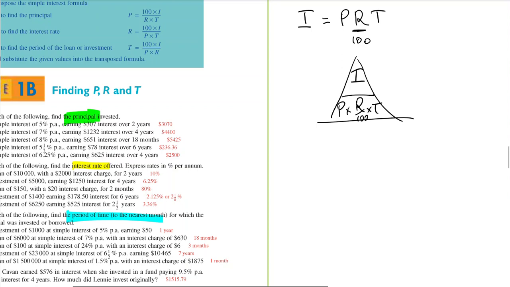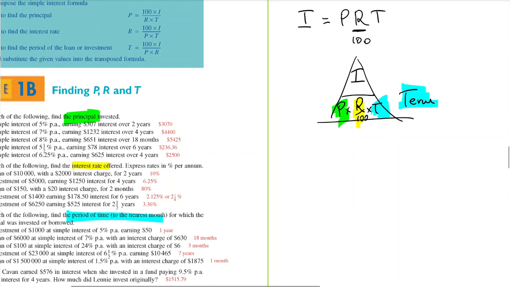Okay, so let's color code those. We've got the interest, or actually that's the rate. So interest rate, on the left you can see the interest rate there. We've got period of time. Sometimes they call it the term. So what is the term? That means the period of time, or how many years did it take. And then we have the principal. So those are the three that we want to mainly try and rearrange the formula to get.